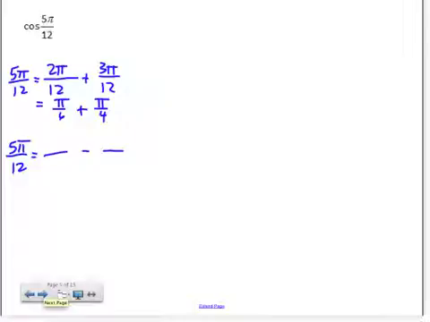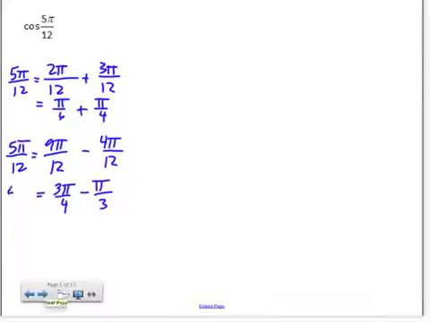Well, we could do, let's see, what if we do 9 minus 4? 9 pi over 12 minus 4 pi over 12? Would that work? Yeah. 9 minus 4, and that would give us what? 3 pi over 4 minus pi over 3. Okay? I really like the first one better.